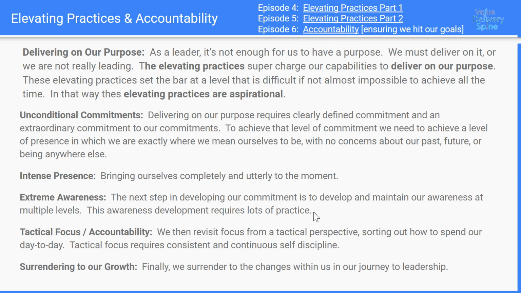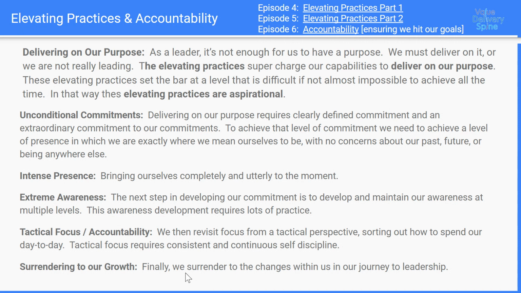And then finally, surrendering to our own growth and development. So what this means is, as a leader, you are trying to make yourself into the thing that has you be successful, meets those unconditional commitments, meets the big objectives in your life. And I've often gone into things not fully equipped to deliver on the outcomes that I've been focused on. This is about surrendering to the changes I needed to make in myself in order to be the person I needed to be to deliver that outcome.